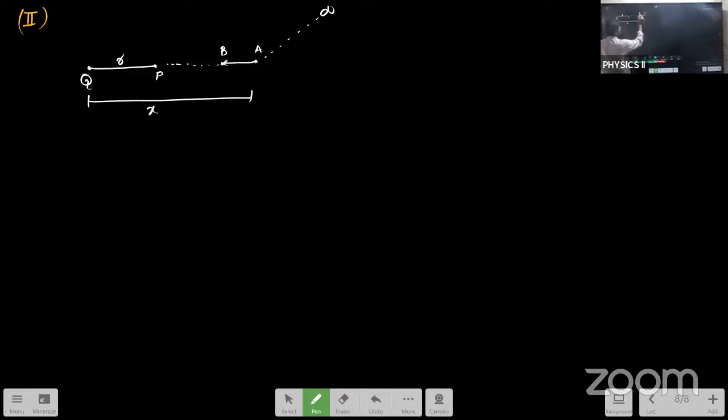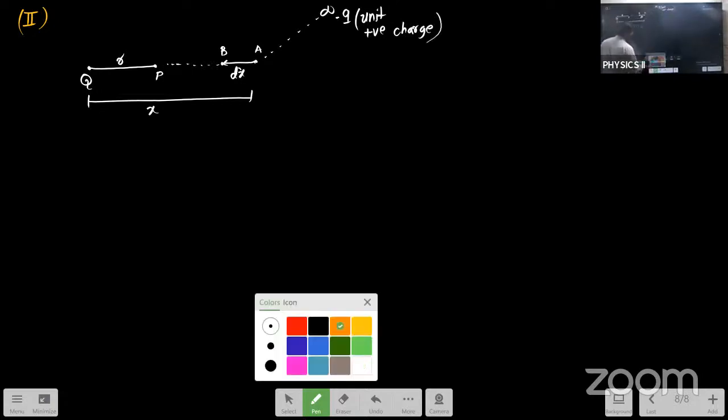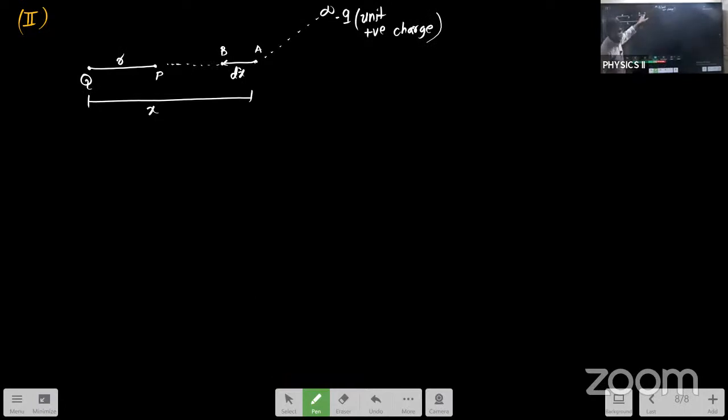Now what I am doing, I am doing some amount of work such that I am moving a charge from position A to B. How much distance am I traveling? I am traveling a distance of dx. Now everyone see here carefully. Here we have considered a unit positive charge. Which type of charge is this one? This is unit positive charge. Next, I have brought the charge to position A.